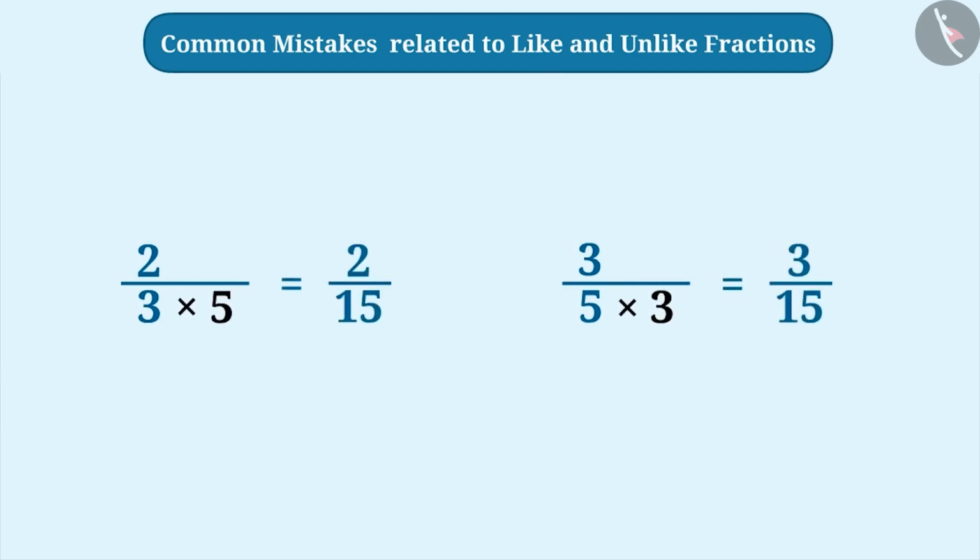Now let's understand some common mistakes related to these. Sometimes, while making the denominators equal in two fractions, students do not multiply the numerators. This changes the value of the fractions. For example, if we need to make the denominators of 2 by 3 and 3 by 5 equal, then first we find the LCM of the denominators. Here, the LCM of 3 and 5 is 15.